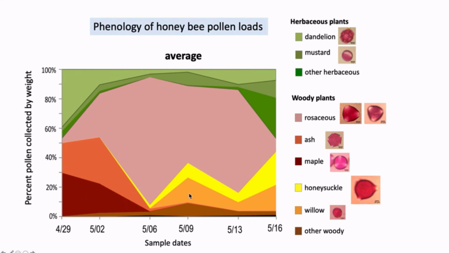And so it just gives us this really interesting picture of how those floral resources change over time, right? So in early May, a few days after the very beginning of May, the rosaceous pollen, so plants in the rose family, the apples and cherries, most of the pollen in this study was coming from those plants. Our maples were pretty much done by that point, and here the willows hadn't picked up yet.